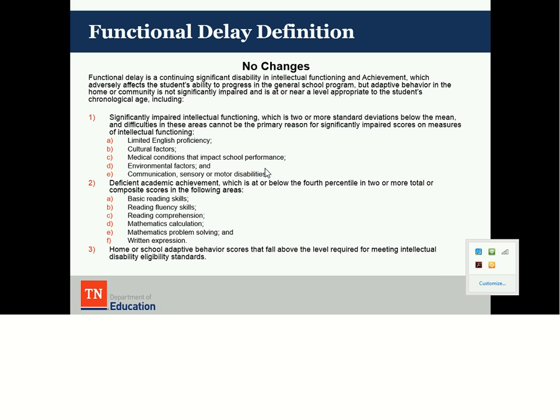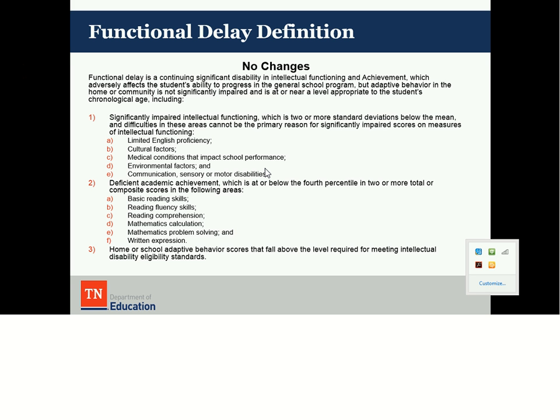Functional delay definition, there was only one change, and I'll get to that in a second, but the majority of it stayed the same. This is still a disability that's looking at significantly impaired cognitive ability or intellectual ability, significantly impaired academic skills, so deficits at or below the fourth percentile in at least 2 areas that are listed, and then home or school adaptive behaviors that are above the level required for intellectual disability. So while this hasn't changed, the third requirement regarding adaptive behavior will look different, considering that the adaptive behaviors for intellectual disability are changing. So keep that in mind, that while we're not changing the requirements associated with functional delay in regards to adaptive skills, those adaptive skills will change regardless because of the change in the intellectual disability category.